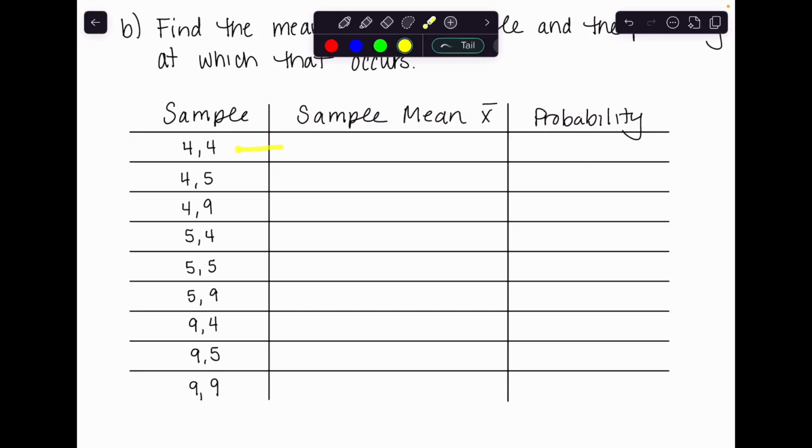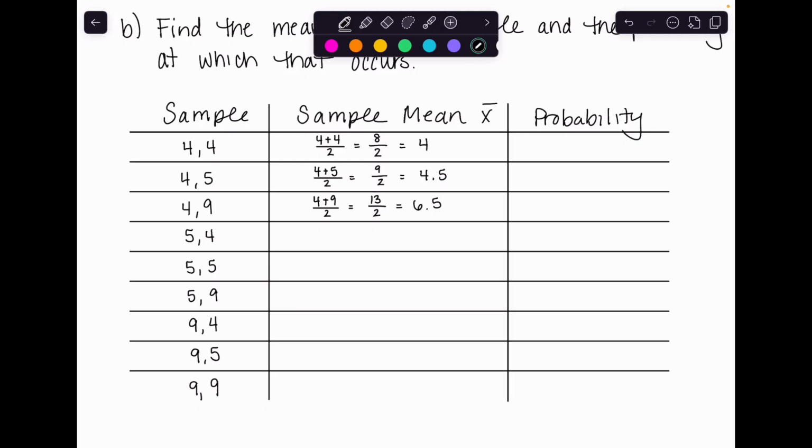So I'm going to find the mean of these 2 values. And remember, to find the mean, you add them together and divide by 2. So this gives us 8 divided by 2. The sample mean is 4 for this first one. The mean for the next one would be taking the ages 4 and 5 together and dividing by 2, which gives me 9 over 2, and that gives me a mean of 4.5. Then finally 4 and 9 over 2 is 13 over 2, which is 6.5.